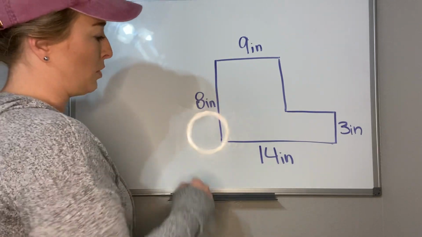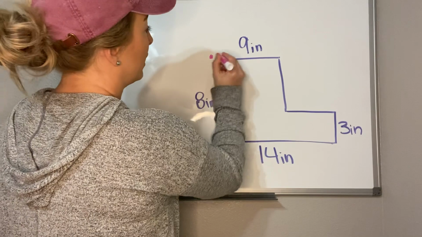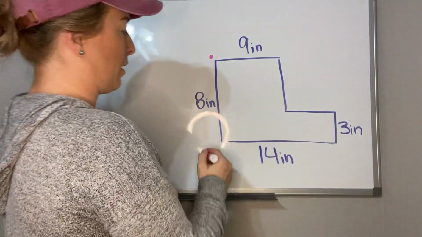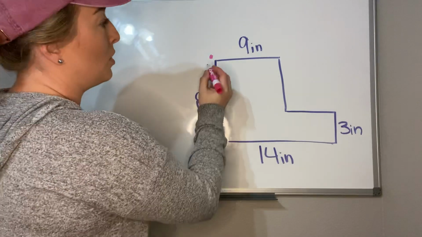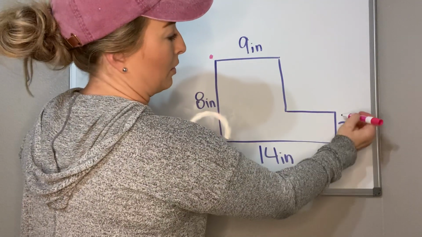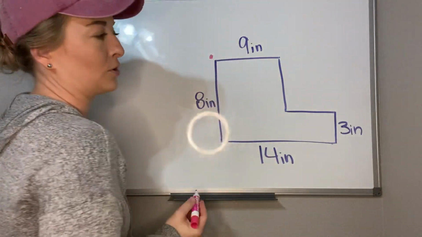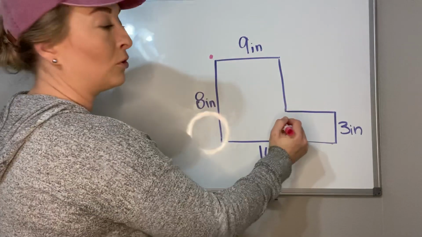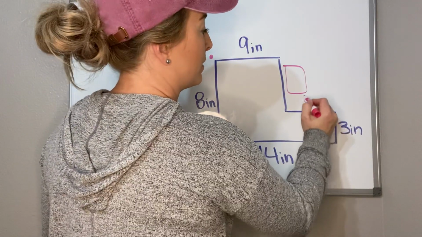Okay, and so if we were to start here and travel around our shape, how far would we have traveled? That's what we're trying to determine, okay? So we are supposed to travel 9 down here, across here, down 3 inches, across 14 inches, and up 8 inches. But as we start to travel, you will notice some of these measurements are missing.